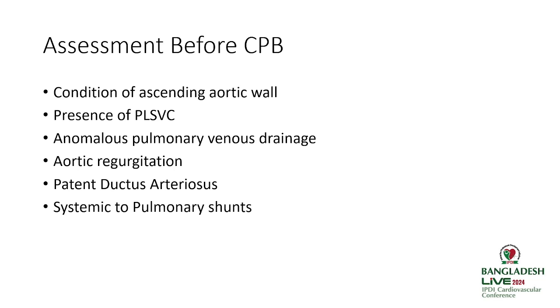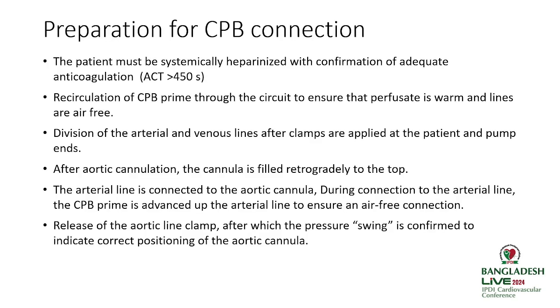the sort. Then if there are other anomalies of venous drainage, or if there is aortic regurgitation, the cardioplegia we are going to put in, whether it is going to go into the coronaries or going to go back into the LV cavity. If there is a patent ductus arteriosus, then the perfusate that we are going to perfuse through the aorta is going to come back to the heart, and whether there are any systemic pulmonary shunts.